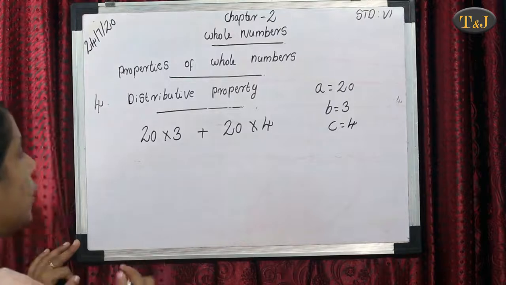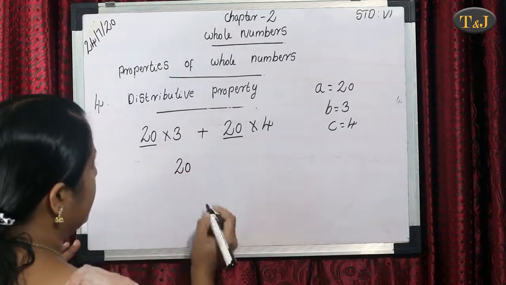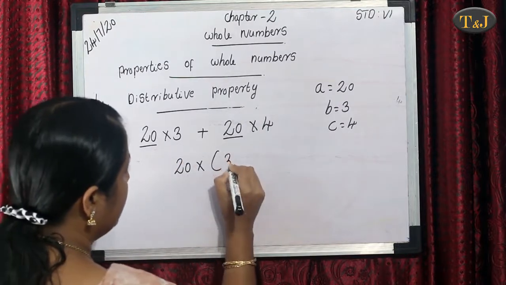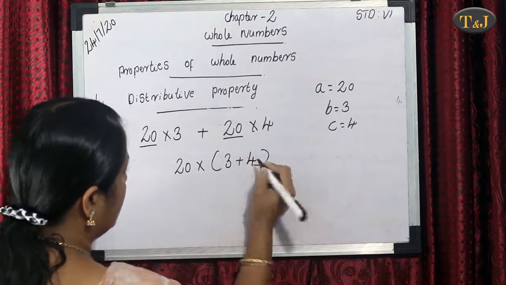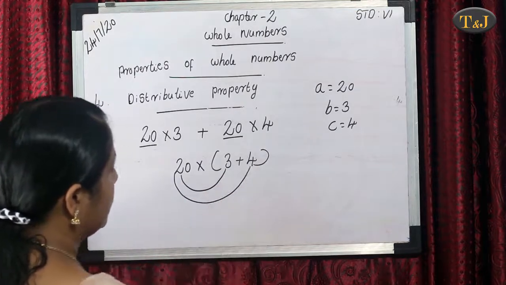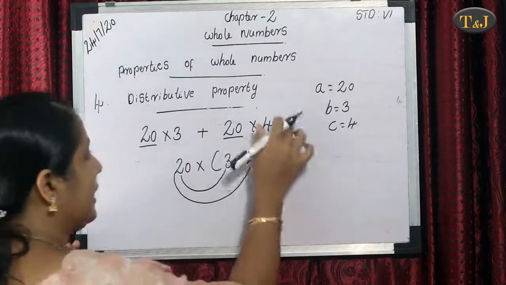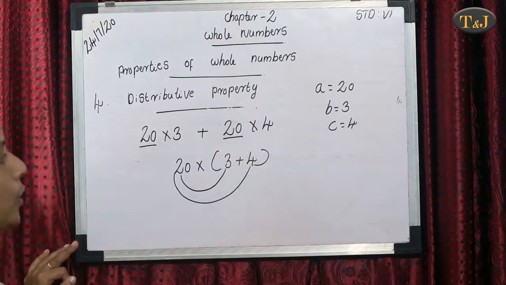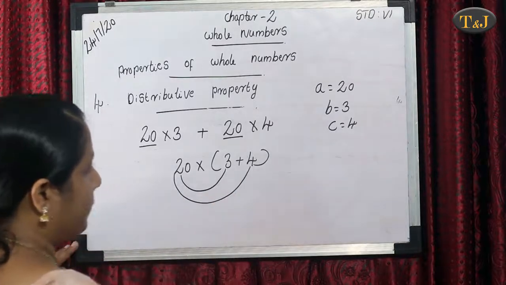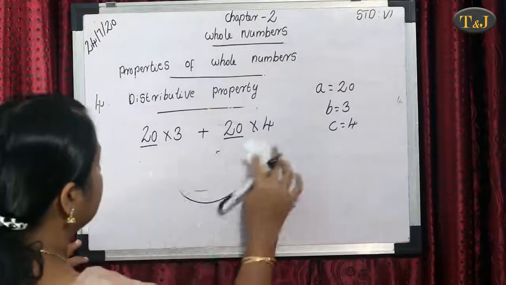First, we have to take the common value outside. Here the common value is 20. So, 20 taken outside, then 20 cross, then the remaining values are 3 and 4. So, we write 3 plus 4. So, we write 20 cross 3 and 20 cross 4. Actually, this is the distributive property. Some problems are given like this. So, 20 cross 3 plus 20 cross 4 equals 20 taken outside and 20 cross 3 plus 4. Okay.